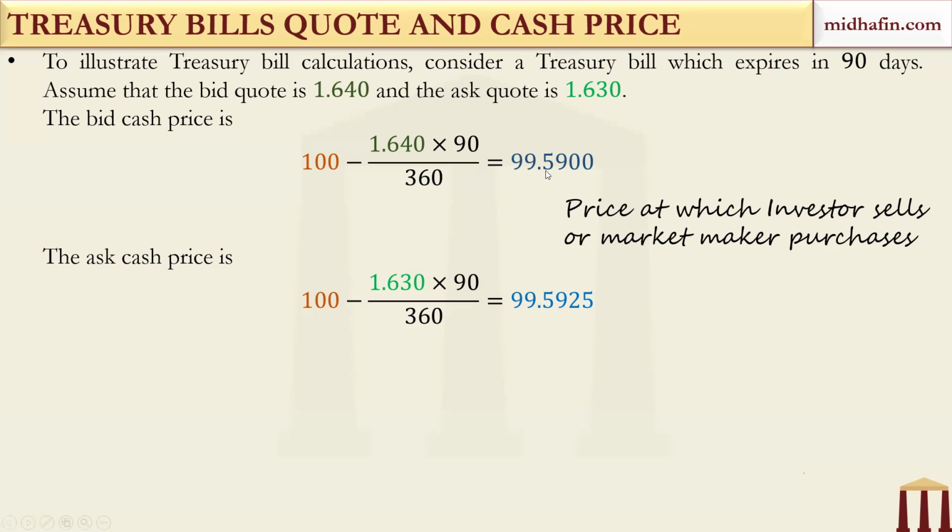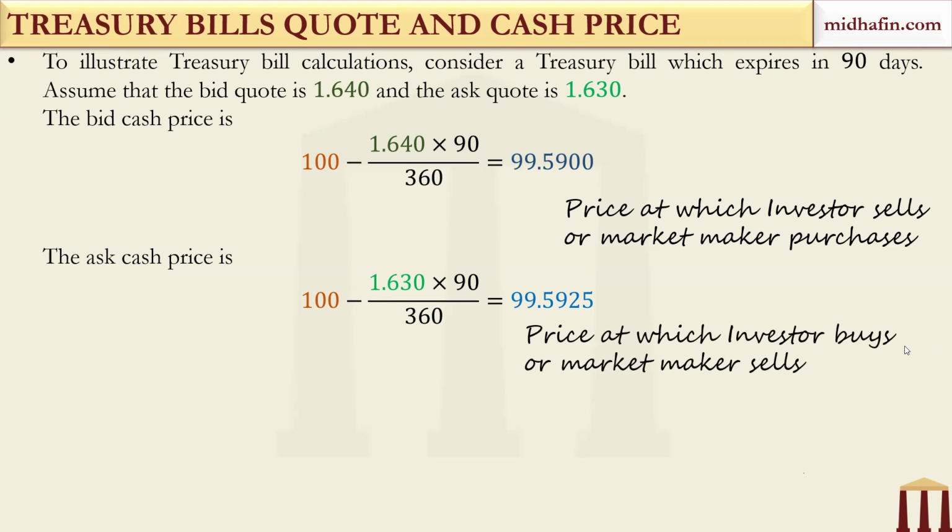It becomes evident the moment you calculate the cash price. Here you see, when I calculate the bid cash price, it is 99.59. This is the price at which the investor is selling, or you can say the dealer bank is buying. And this is the price at which the dealer bank is selling. So clearly the selling price of the bond from the point of view of the dealer banks is greater than the buying price. So they are definitely making a profit, and here the profit is equal to $0.0025. That's their commission, I would say. Not profit, commission. The bid ask spread. Spread is their commission.